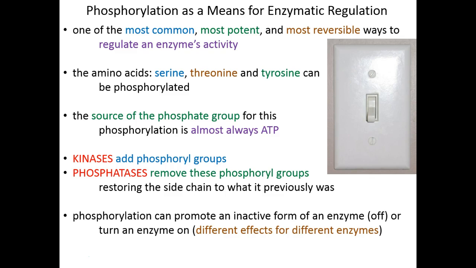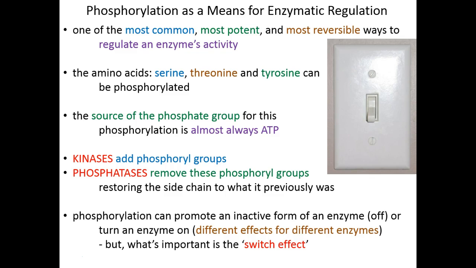The effect of that phosphorylation can also differ from protein to protein. Sometimes phosphorylation turns the enzyme off, and you need to dephosphorylate it with a phosphatase to turn it back on. Sometimes phosphorylation turns the enzyme on, and if you want to turn that enzyme off again, you dephosphorylate it. So different enzymes respond to phosphorylation in different ways, but what's important is that we get this toggling switch effect.